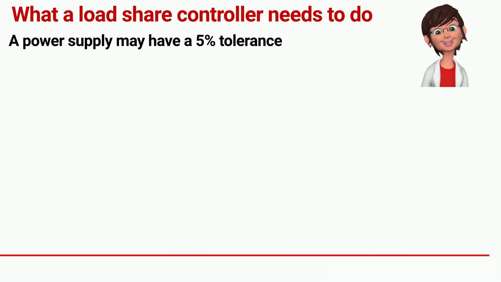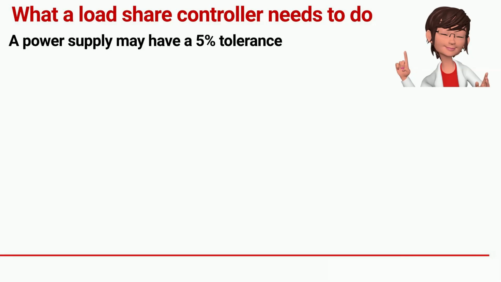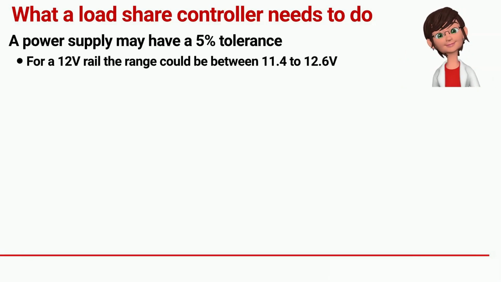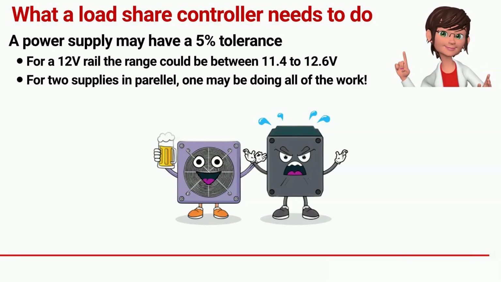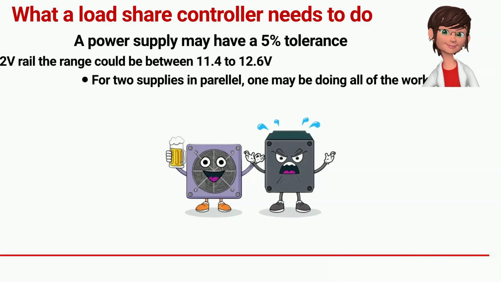For example, a 12-volt power supply unit, or PSU, typically has a 5% tolerance. For a 12-volt rail, this means the voltage can vary between 11.4 and 12.6 volts. With two power supplies in parallel, this could mean that only one is doing all of the work to supply the load. Here is what could happen when not using a load share controller.